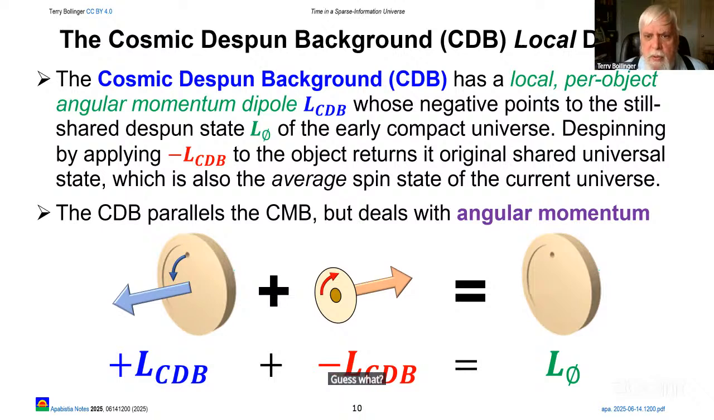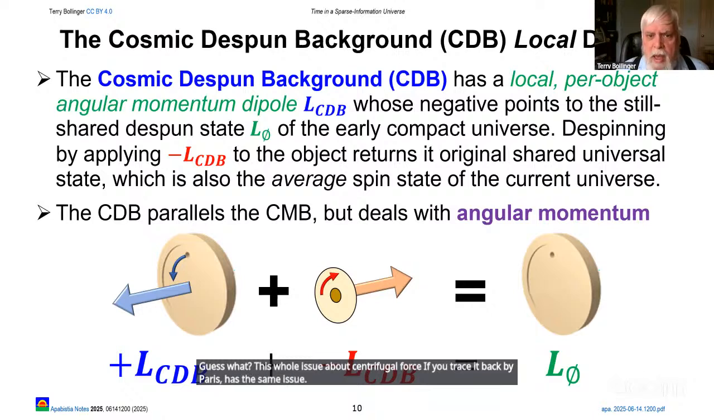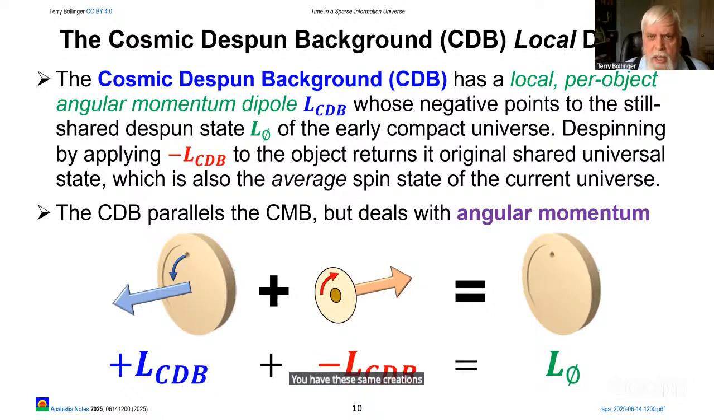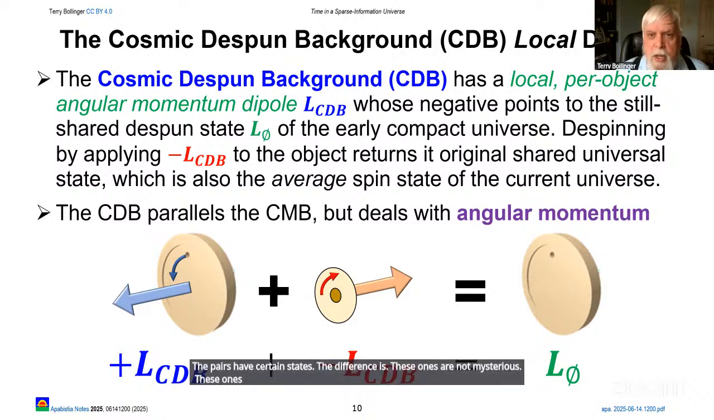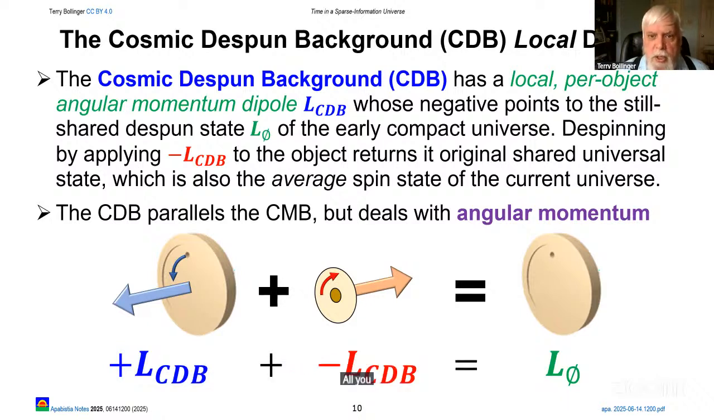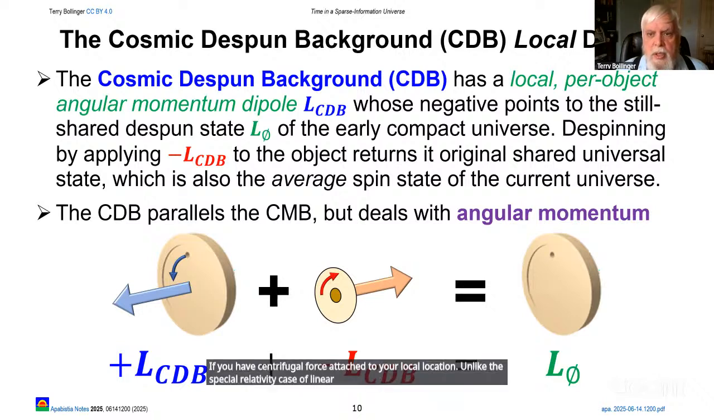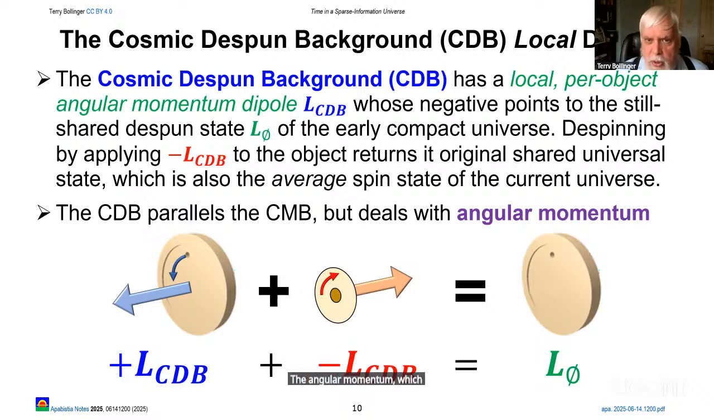This whole issue about centrifugal force, if you trace it back by pairs, has the same issue. You have these same creations of pairs, just like you do with linear momentum. The pairs have certain states. The difference is these ones are not mysterious. These ones you can find very quickly. All you have to do is look for angular momentum, look for centrifugal force. If you have centrifugal force attached to your local location, unlike the special relativity case of linear momentum, the angular momentum, which was similarly created in pairs, is instantly detectable.